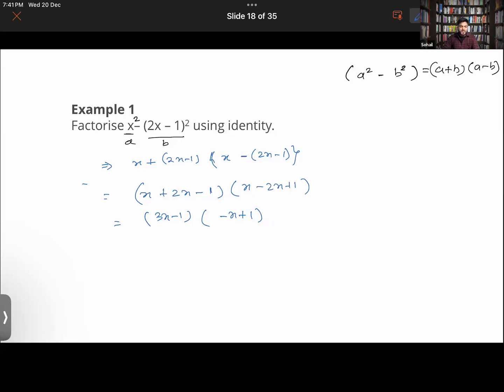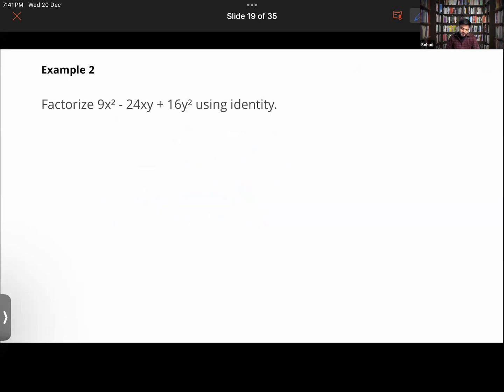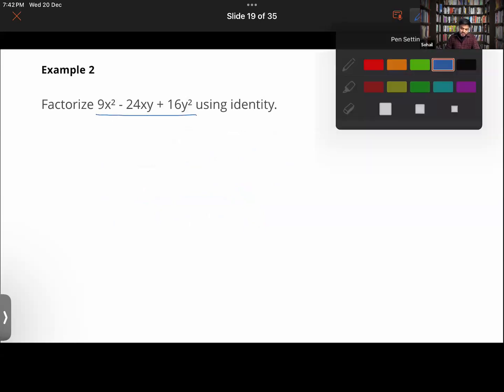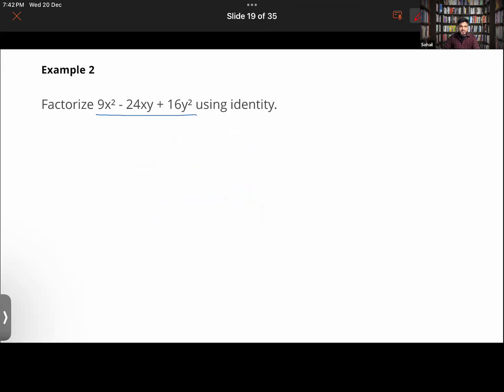Take another example of this one and solve it using whichever identity is suitable for this one.